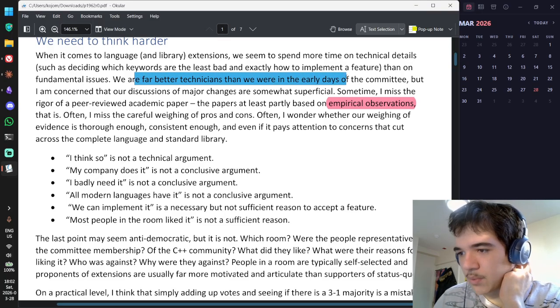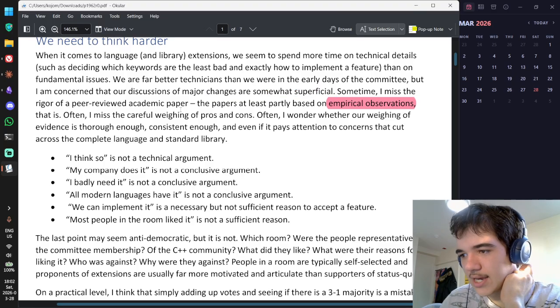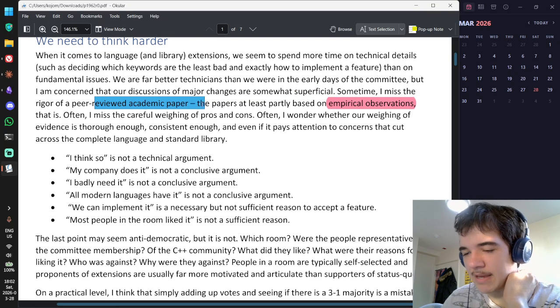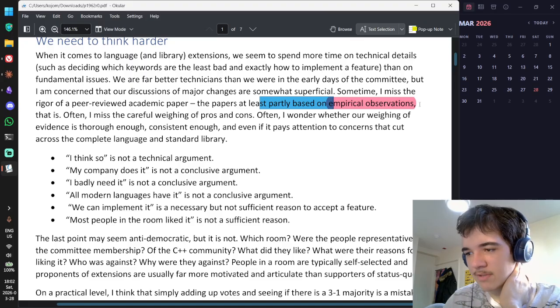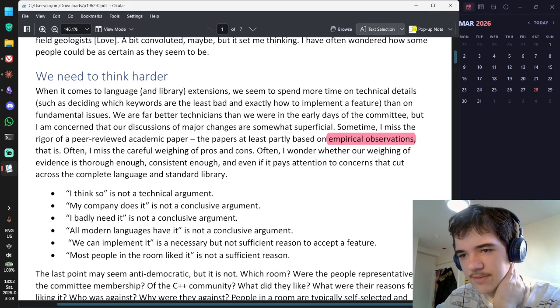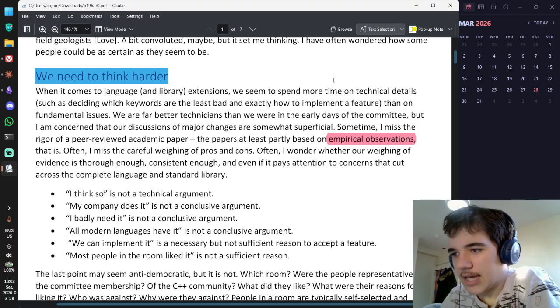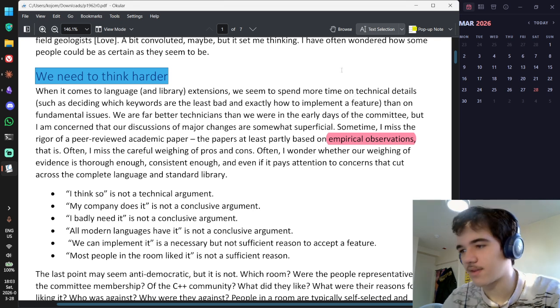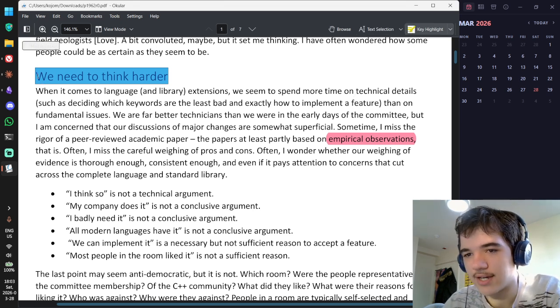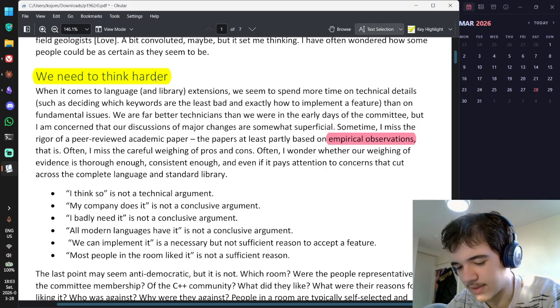We are far better technicians than we were in the early days of the committee, but I'm concerned that our discussions of major changes are somewhat superficial. Sometimes I miss the rigor of a peer-reviewed academic paper. The paper is at least partly based on empirical observations. My question was, what kind of empirical observations? And I like this title: we need to think harder. In fact, I might even just make a note of that, right? Instead of just saying it, we need to think harder. And then I guess I can make a note about this too. So we need to think harder.